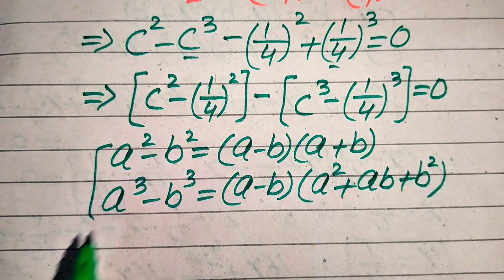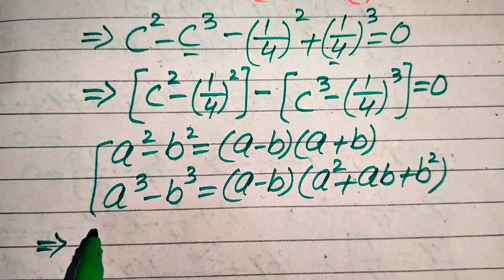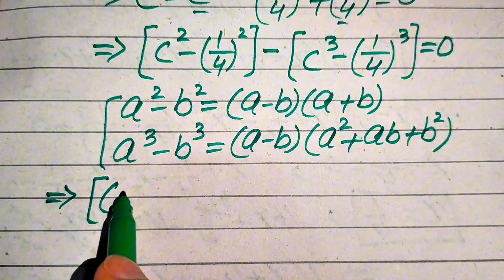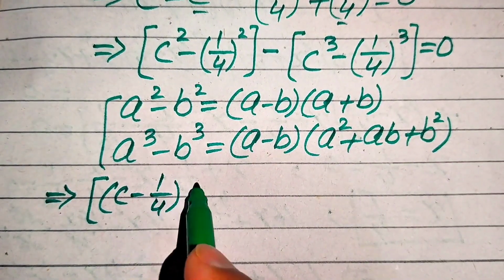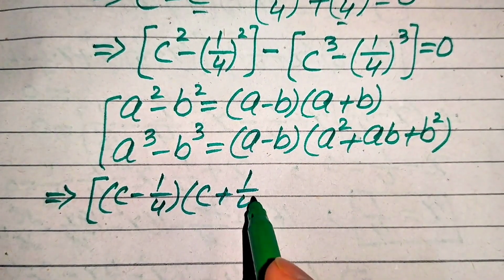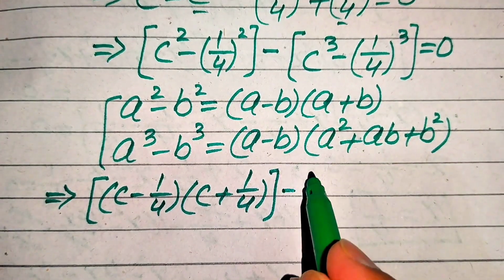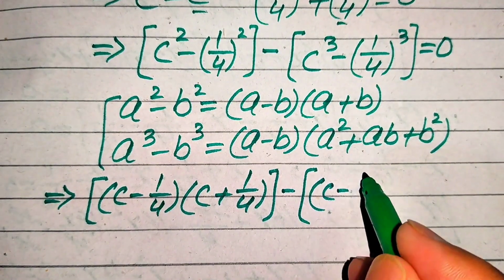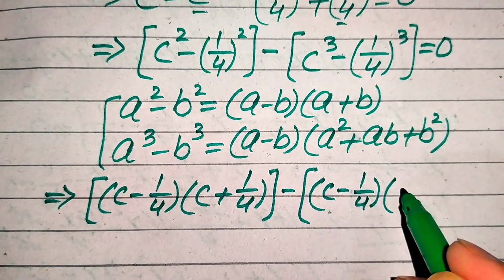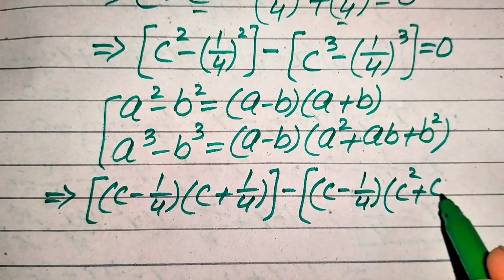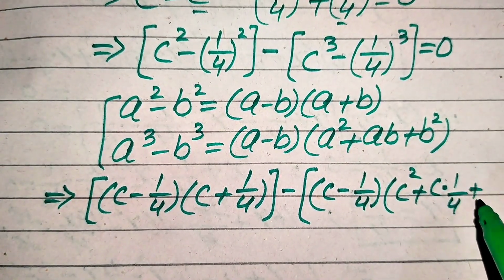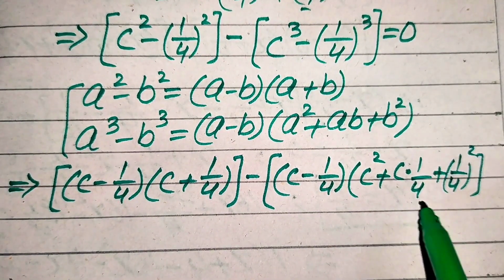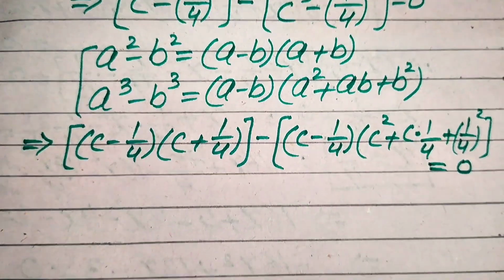Now first we apply the first formula on the first pair, and after applying this formula, c square minus 1 over 4 square is written as c minus 1 over 4 times c plus 1 over 4, and minus here we apply the cubic formula. After applying this formula, it will be written as c minus 1 over 4 times c square plus c times 1 over 4 plus 1 over 4 whole square, and this whole equation equals 0.